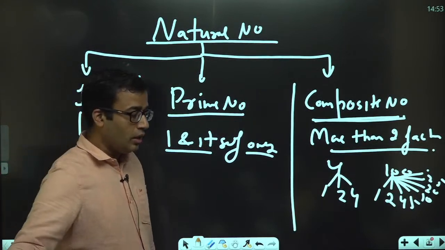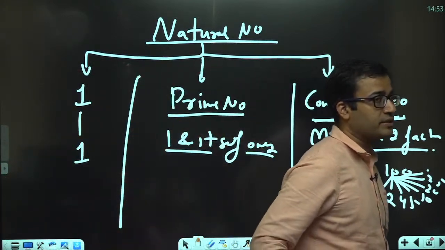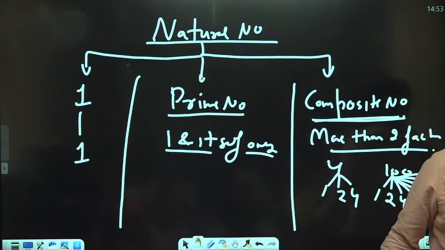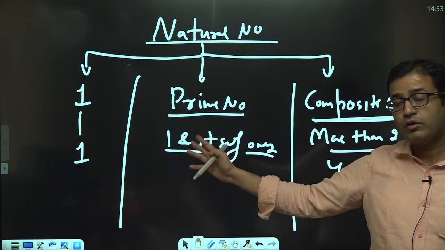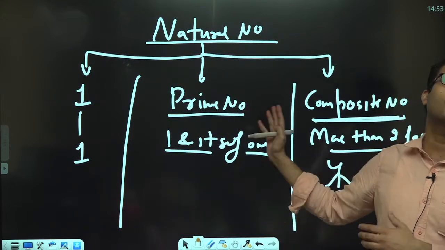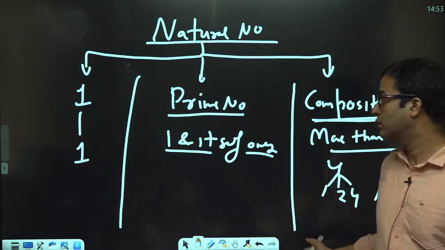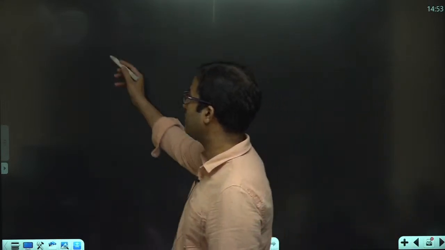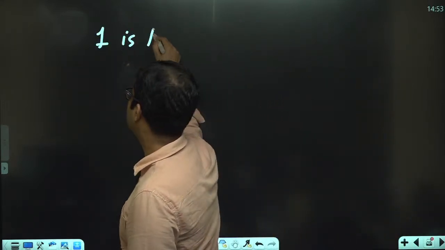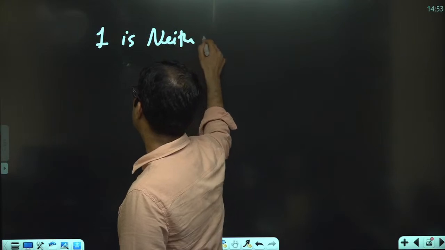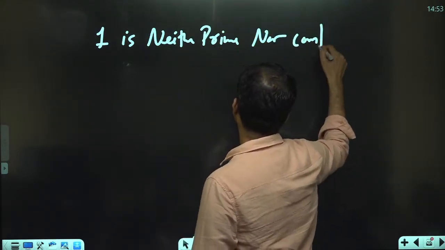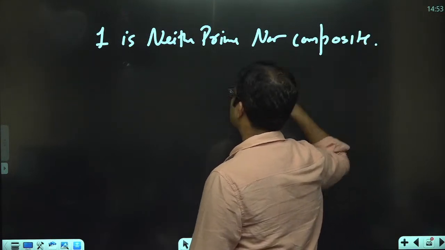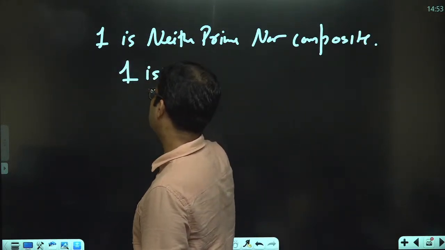Some students ask me, sir, whether 1 is a prime number or not. See the concept. Does 1 have 2 factors or 1? 1 is neither prime nor composite. So you can write 1 is neither prime nor composite. 1 is unique.